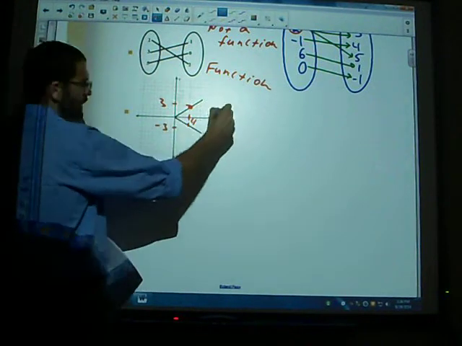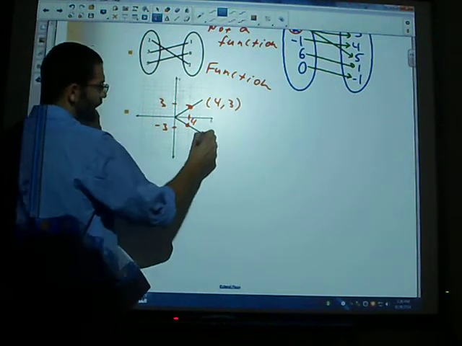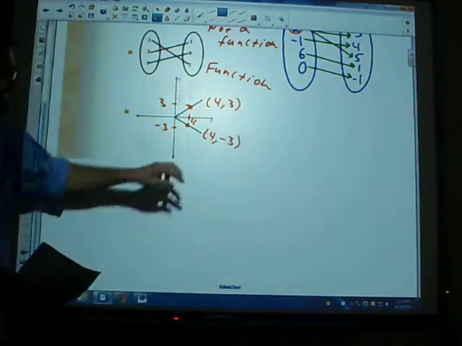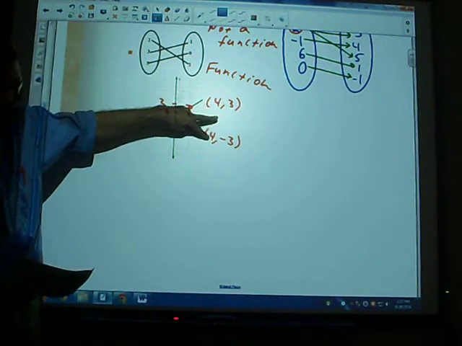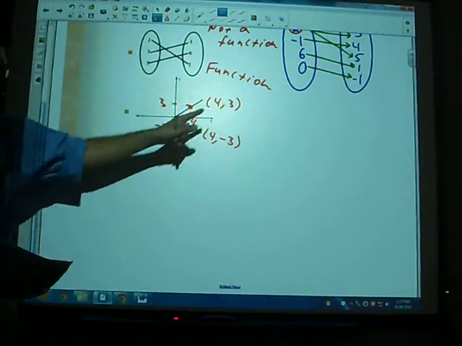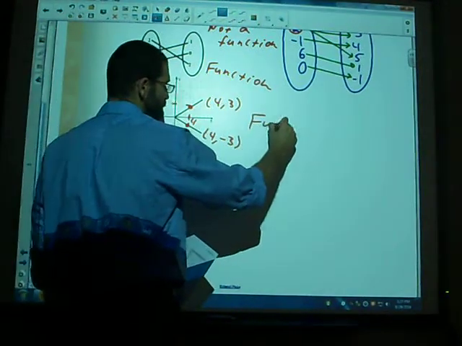So in other words, we have 2 points here. We have point (4, 3) and we have point (4, -3). Well, we have one x, 4, connected to two different y's, 3 and -3. Therefore, it is not a function.